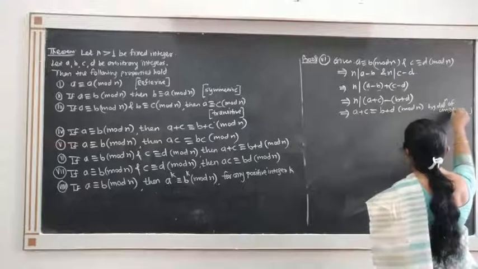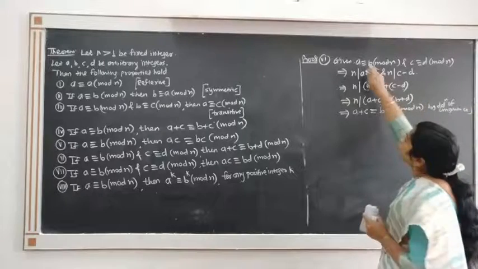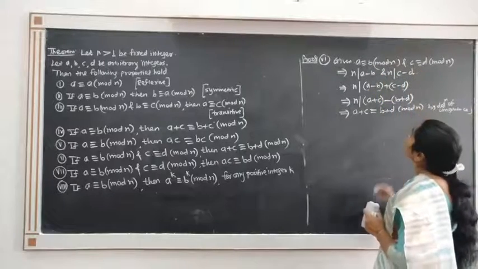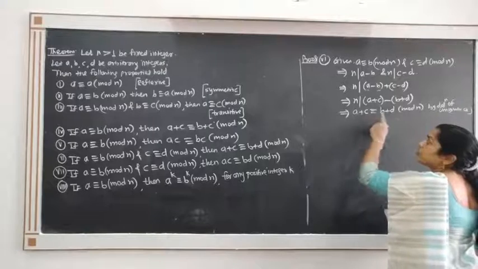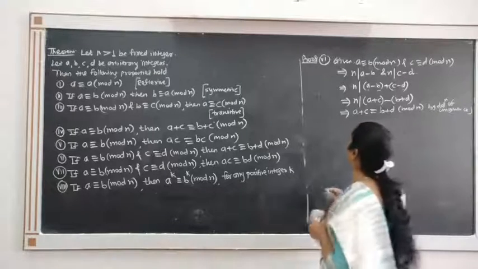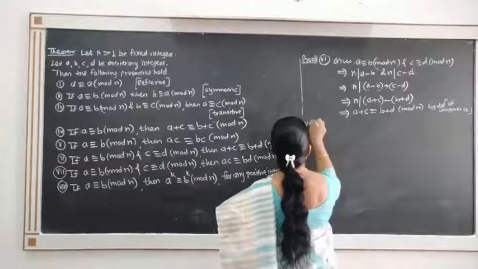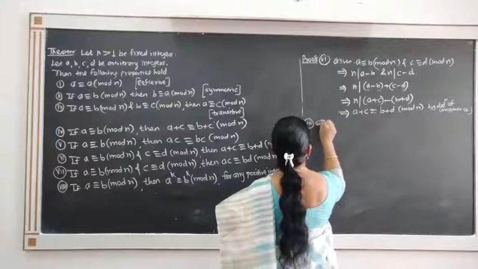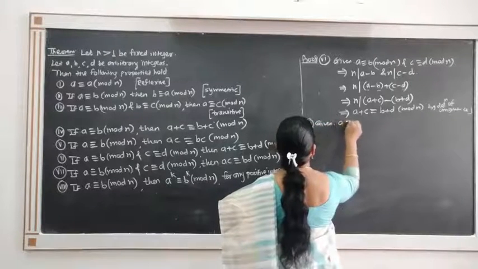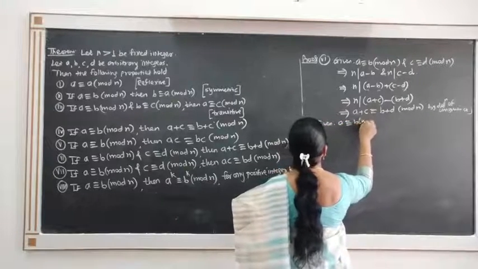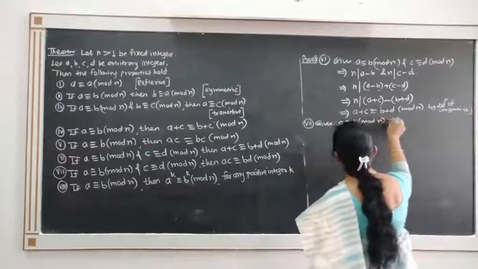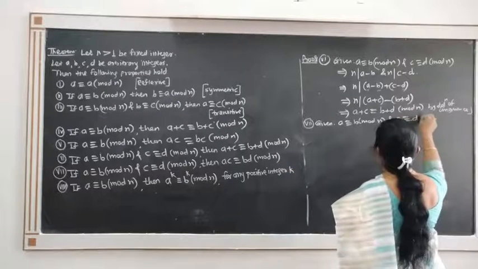So observe that if a is congruent to b mod n and c is congruent to d mod n, a plus c will be congruent to b plus d mod n. Now consider the seventh part. It is given that a is congruent to b mod n and c is congruent to d mod n.